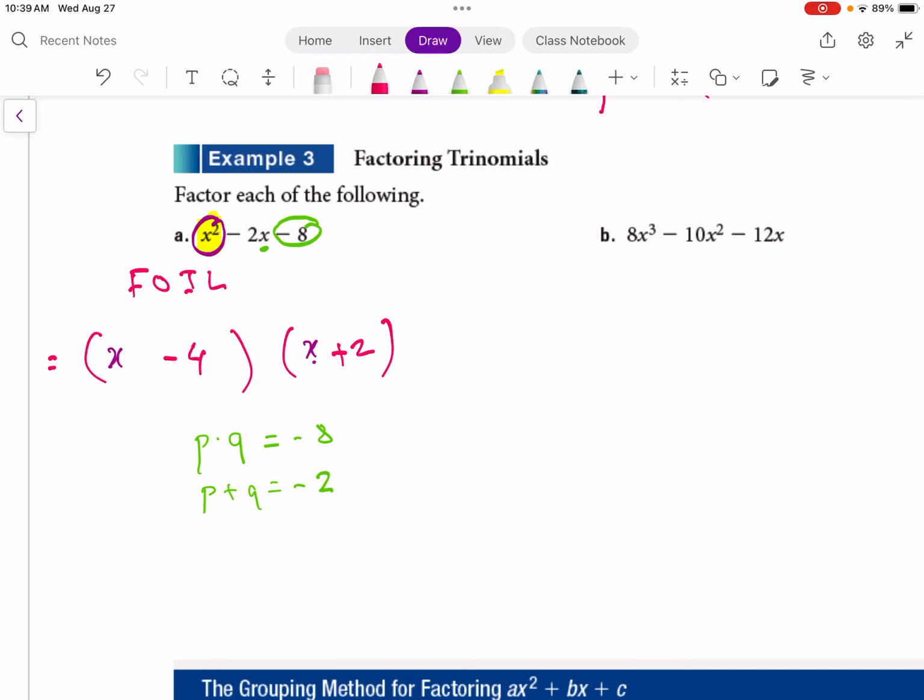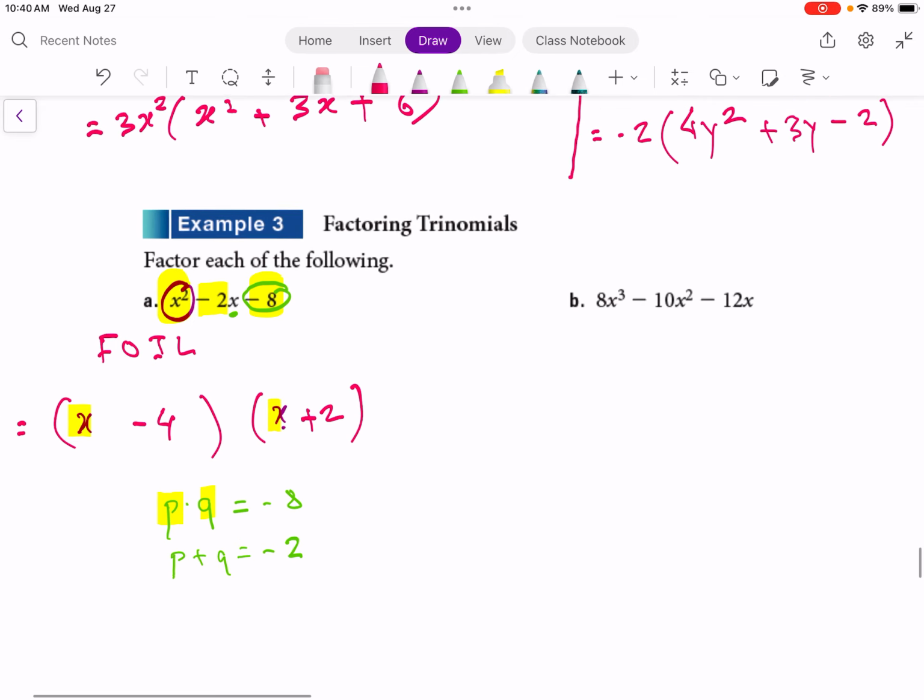If you have a trinomial in a quadratic form with the coefficient of the square term equal to 1, we use the FOIL method. You find the first terms whose product is x squared, and next we have to find the 2 numbers whose product is the constant, and the sum of those 2 numbers has to be the coefficient of x. So this is how we use the FOIL method.